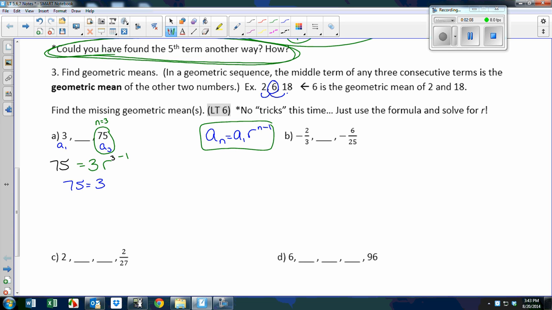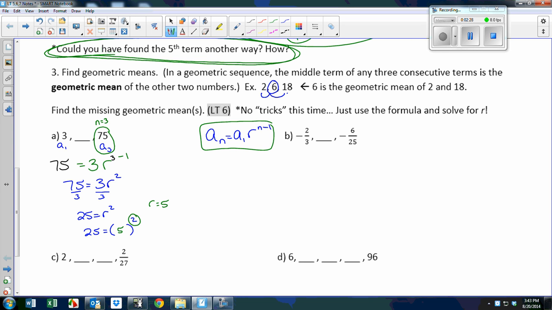75 equals 3r squared. And to solve for r, we divide by 3. Divide by 3. So 25 equals r squared. And then it becomes kind of a guessing game. What is the r, the number that you would square to make 25? And most people will immediately say 5. And you're right, r is 5.